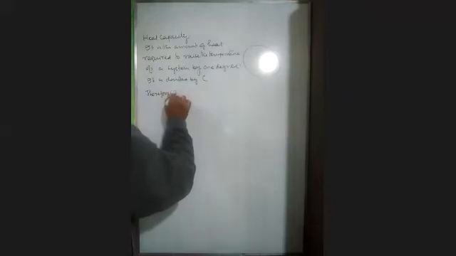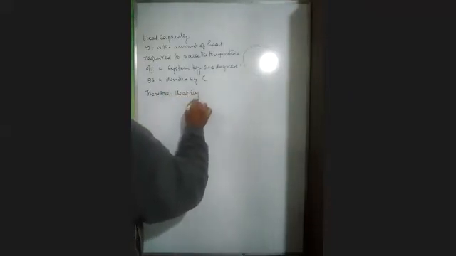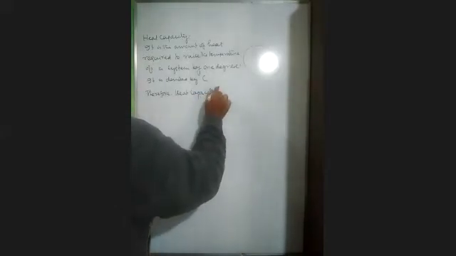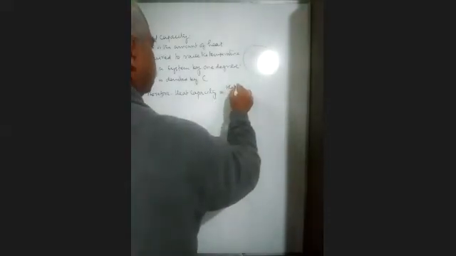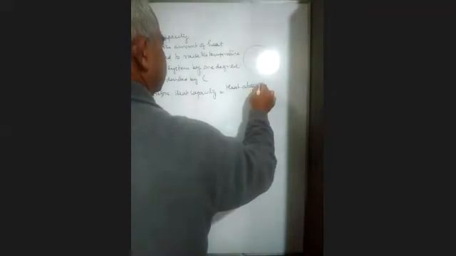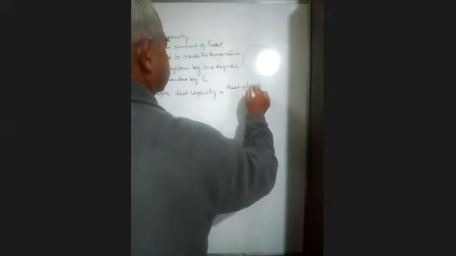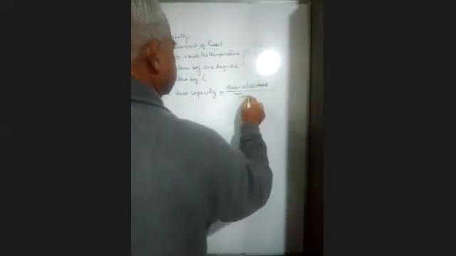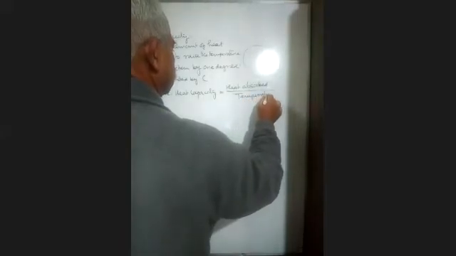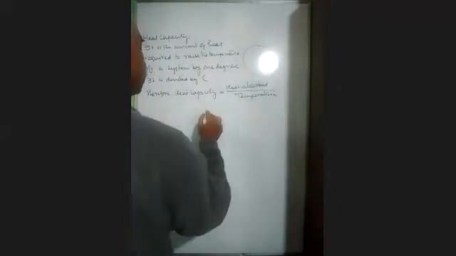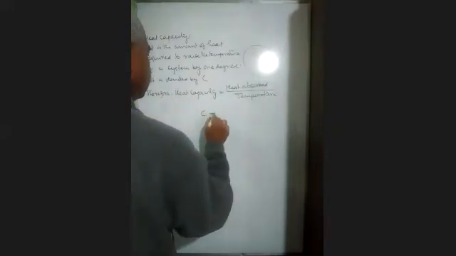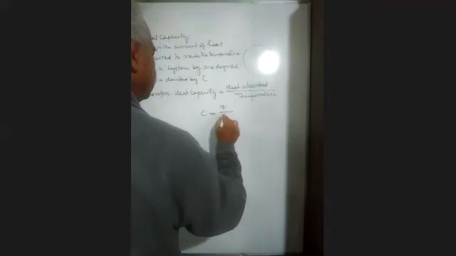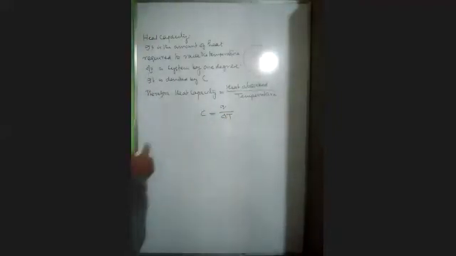So now we can write. Therefore, heat capacity is equal to heat absorbed divided by temperature. Okay, now we know heat capacity is what? Therefore, C. What is the symbol of heat? Q. And this is the temperature. So this is the symbol of this.